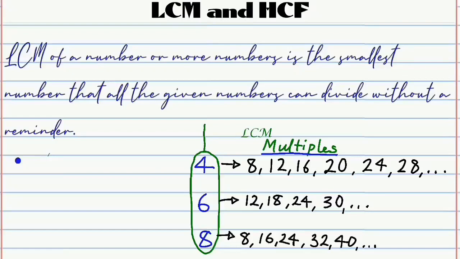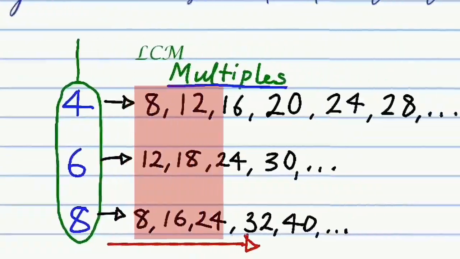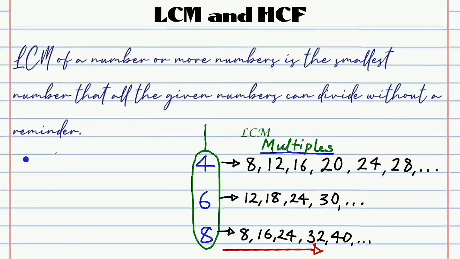Now, how do we identify the LCM of these three numbers? What we have to do now is to go from the left hand side to the right hand side. We're going to pick the number that is common to these three numbers, and this number is 24. So 24 is the LCM of 4, 6, and 8. It is the lowest number which 4, 6, and 8 can divide without a remainder.